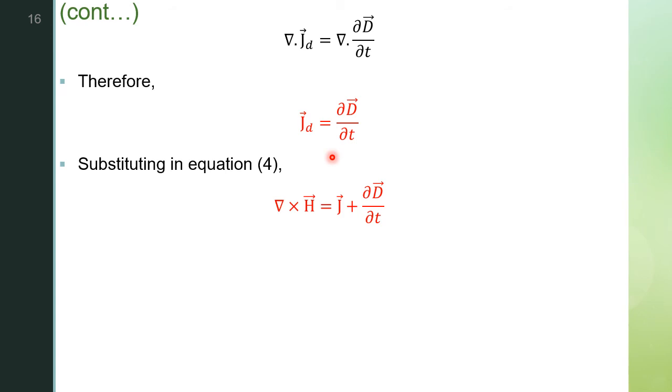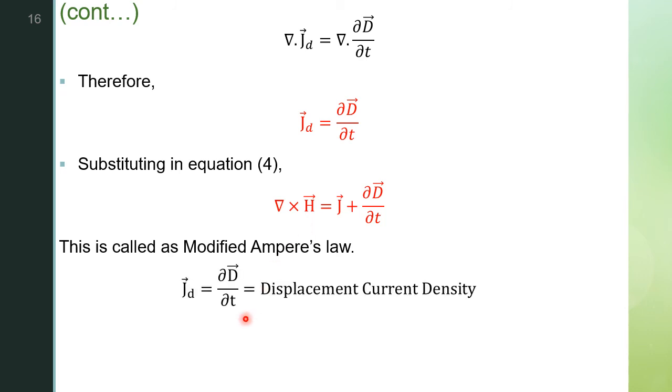When you substitute back into the curl of the magnetic field intensity, we will get del cross H equal to J plus dou D by dou t, and this is called the modified Ampere's law, which is the expression for Maxwell's equation for time varying fields. From this equation, we understand that if we have a time varying electric field, it will produce a magnetic field. From this equation it is also clear that both electric field and magnetic field are dependent for time varying fields. The term JD, which is equal to dou D by dou t, is called the displacement current density.